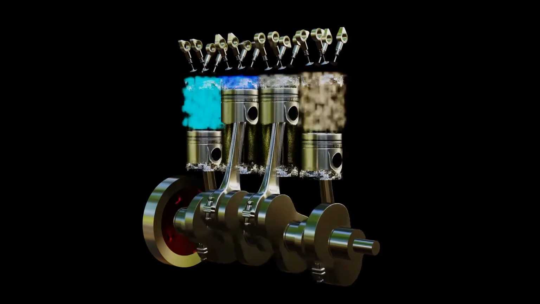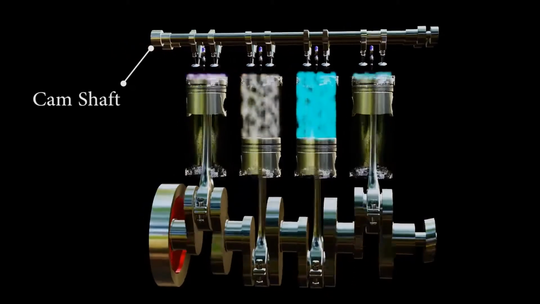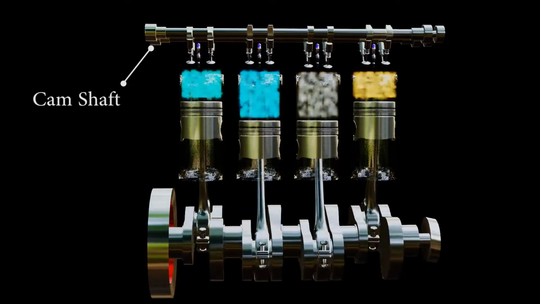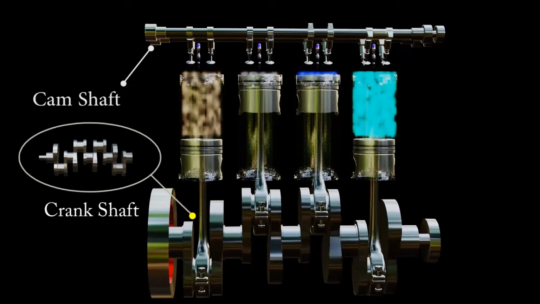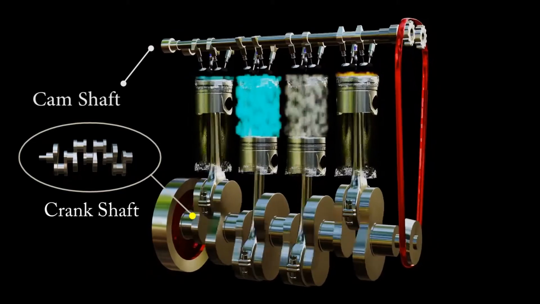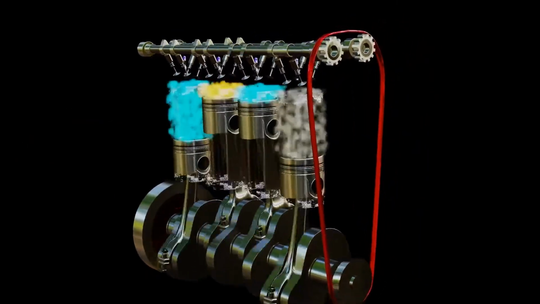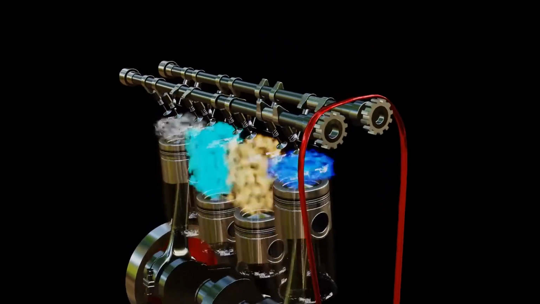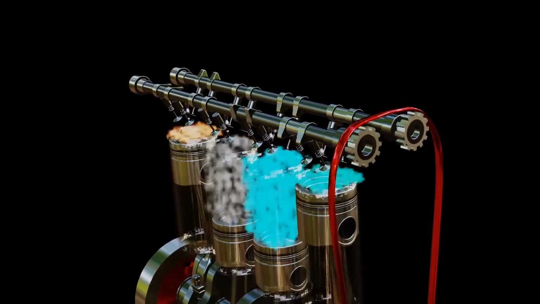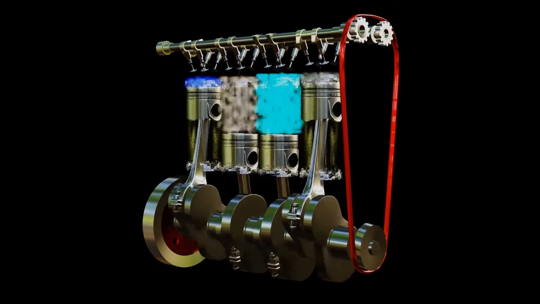The valve opening and closing process is controlled by a pair of camshafts. The lower crankshaft and the upper camshafts are connected by a timing belt. This timing belt manages the valves of the engine at the correct time. In the process of rotating the crankshaft and the camshaft, the speed of the camshaft should be half that of the crankshaft.